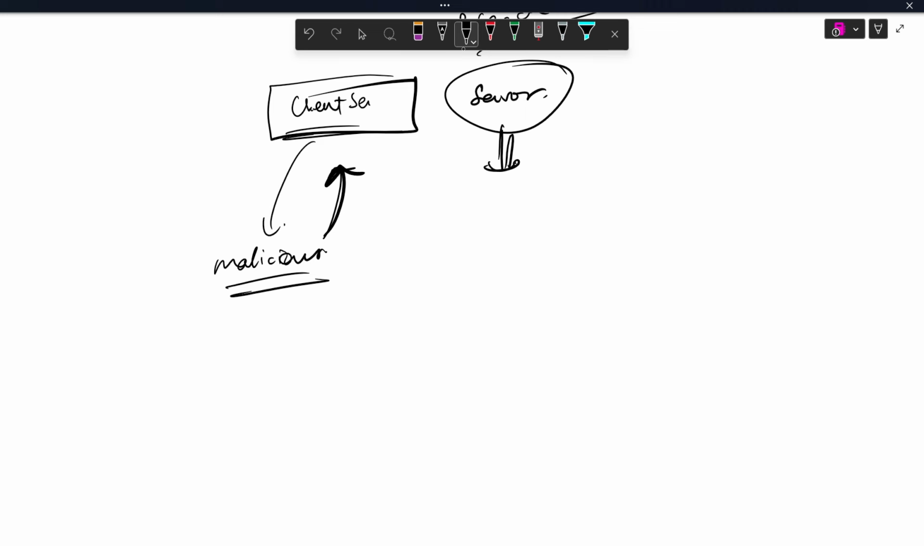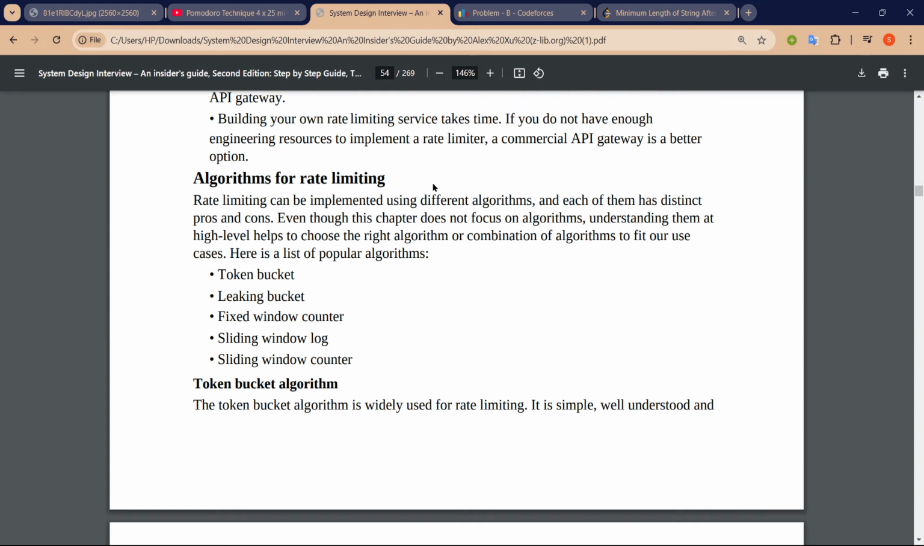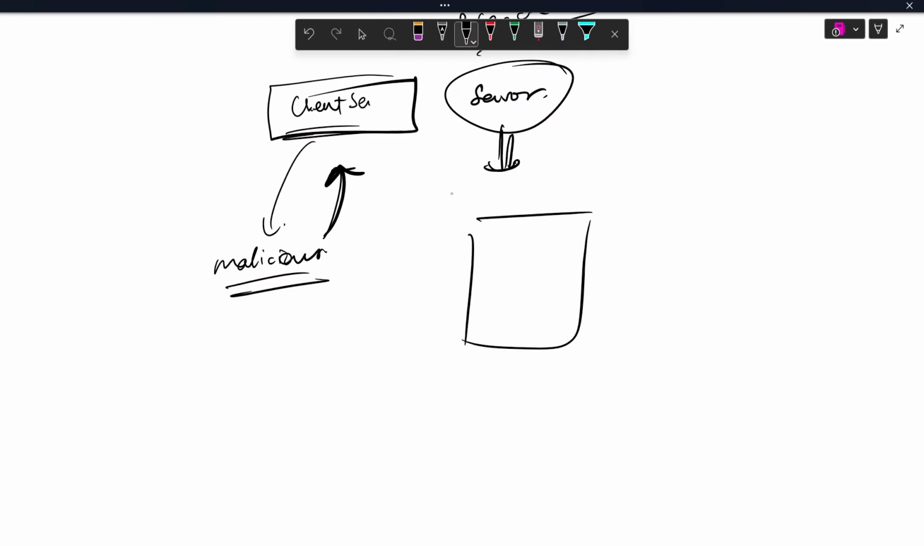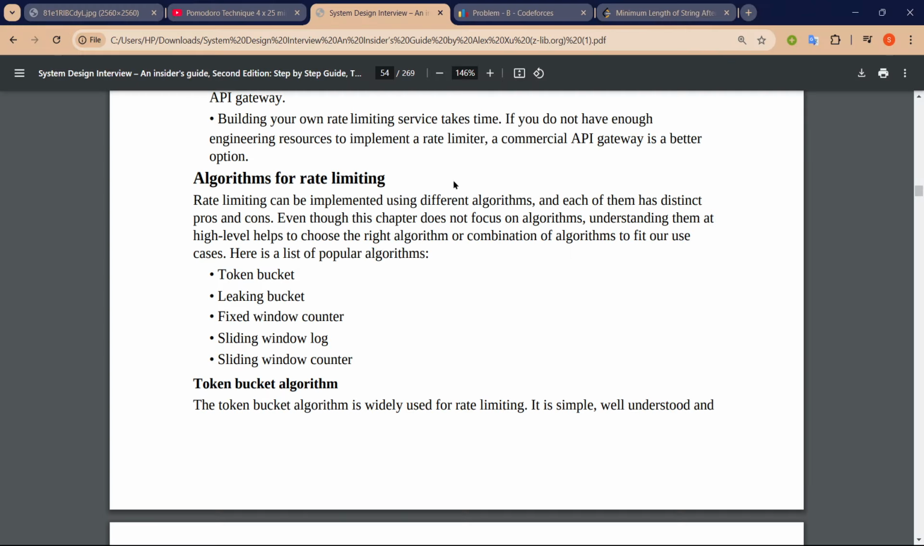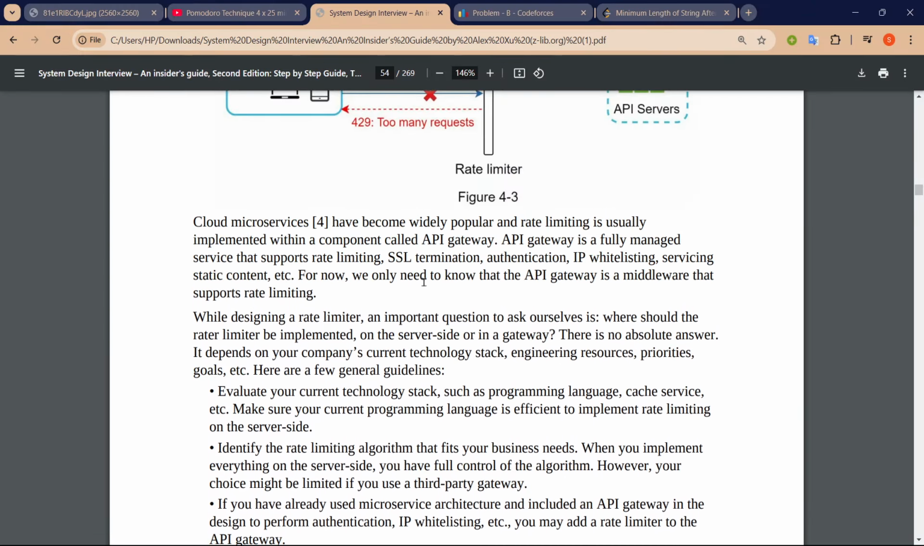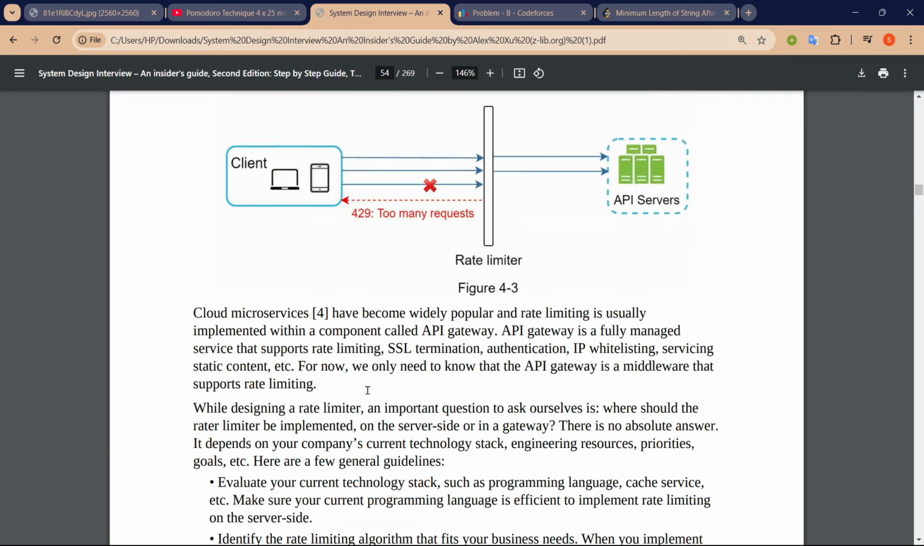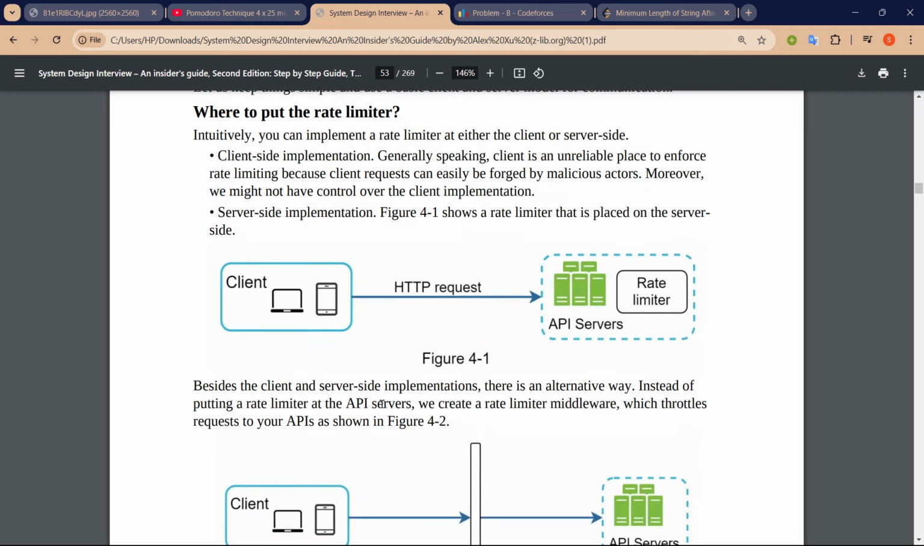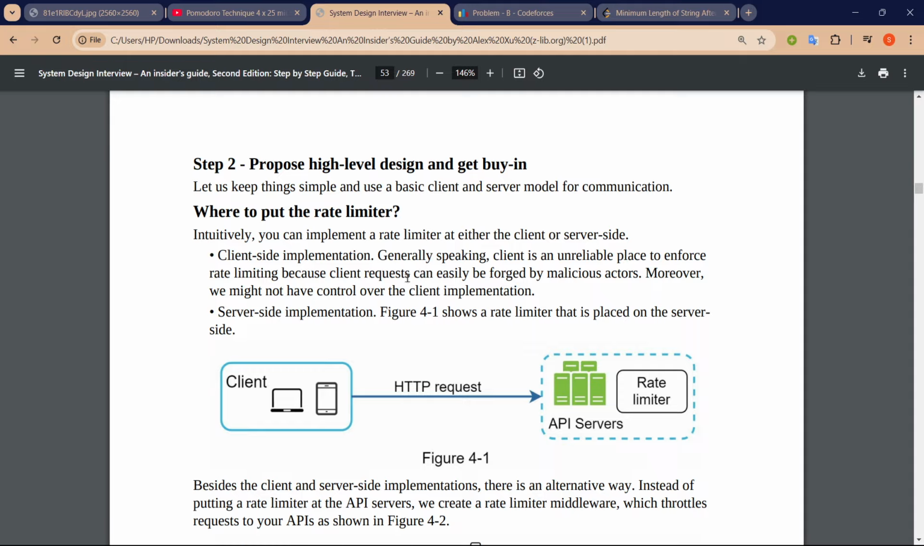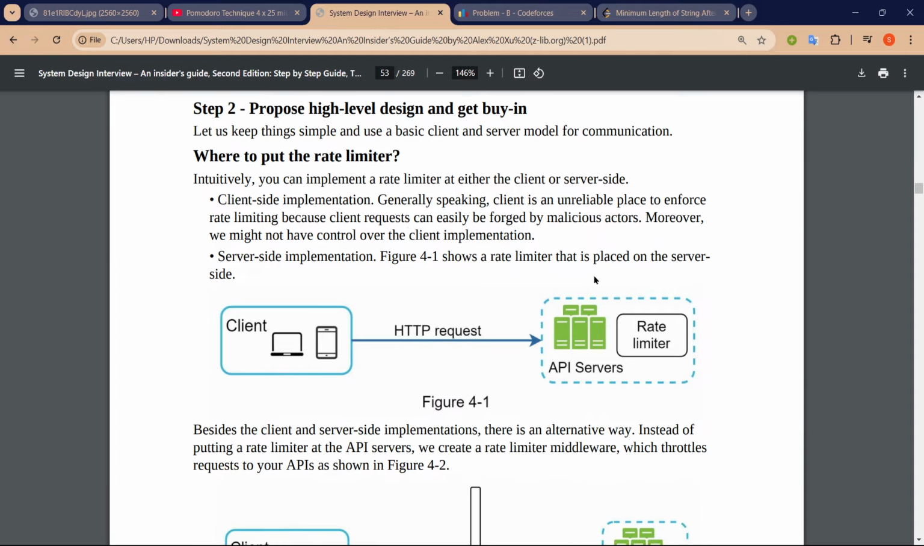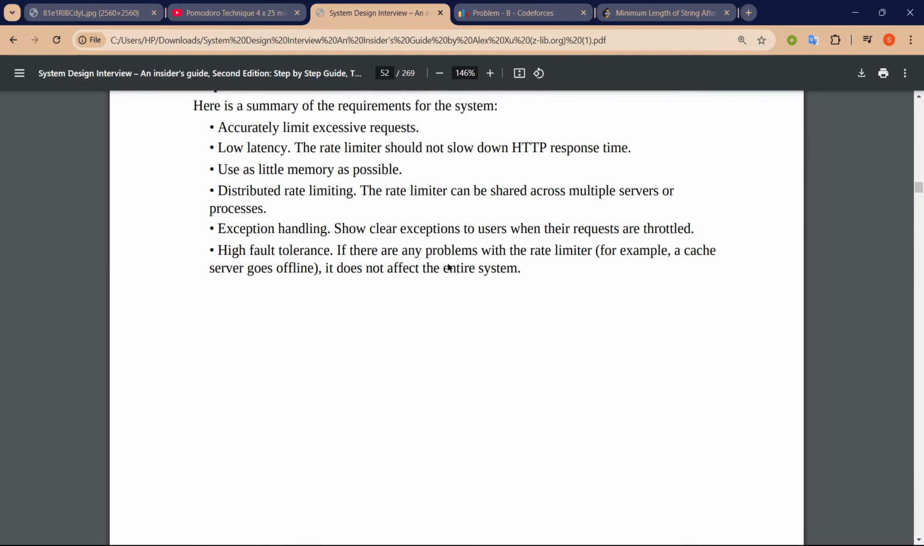So we generally prefer server side rate limiting, where we use a rate limiter with the servers. And a rate limiter is basically a device that limits the requests sent. For example, in DDoS attacks, a lot of requests are sent and the server is totally occupied, and the site just crashes or doesn't load. So we put the rate limiter with the servers, right?